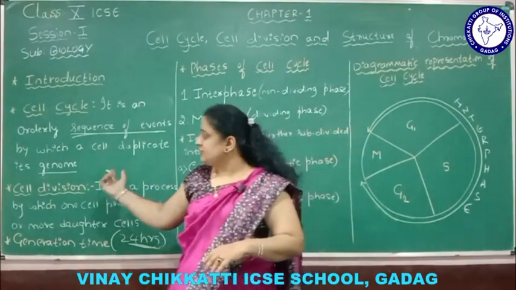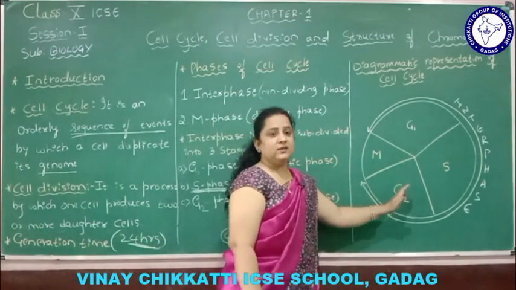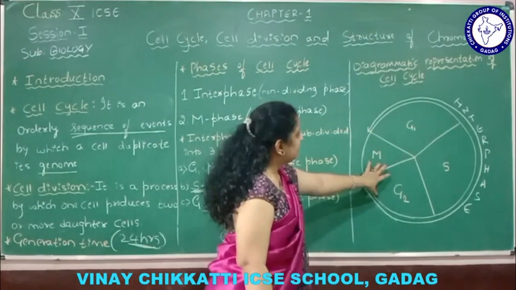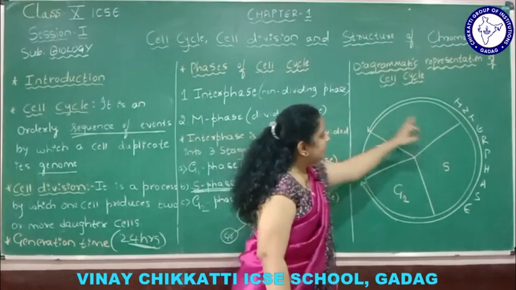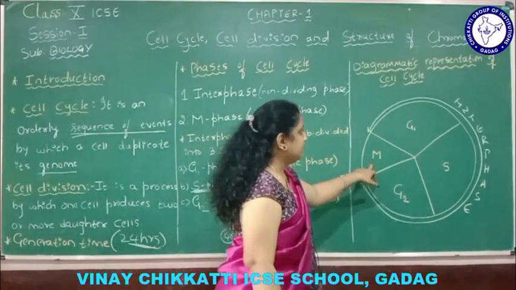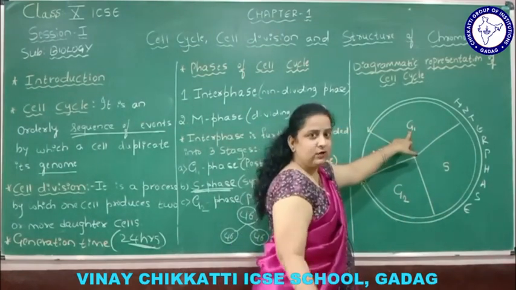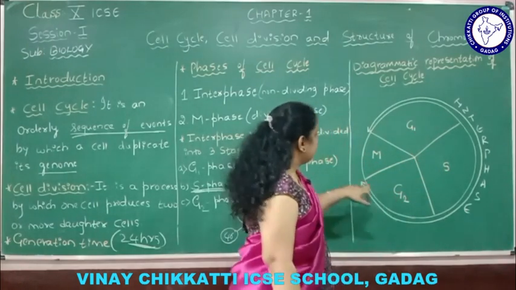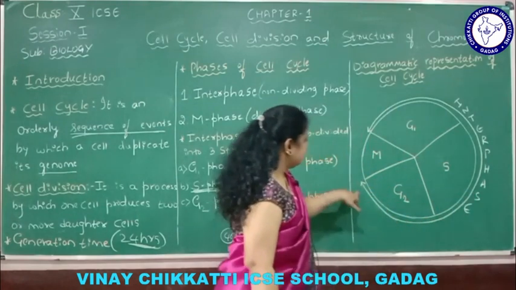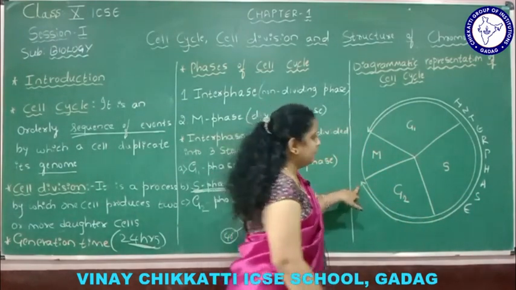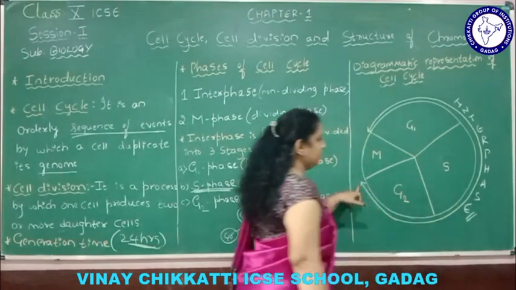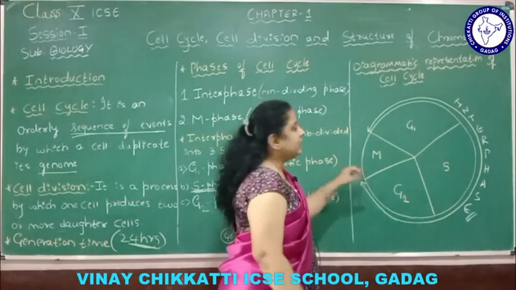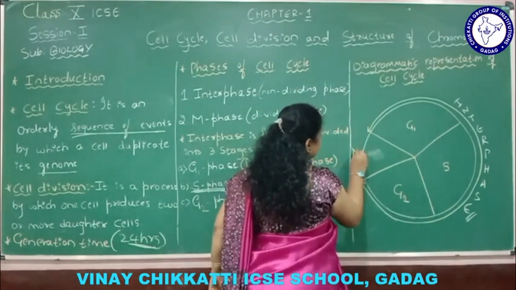As you have seen in the definition of the cell cycle, it is the sequence of events taking place in a cell to duplicate its genome. First, it is divided into two phases, interphase and M phase. In interphase, we have G1 phase, S phase and G2 phase, as we already studied. This complete portion up till here is called interphase. And the remaining portion is called M phase, or the dividing phase.